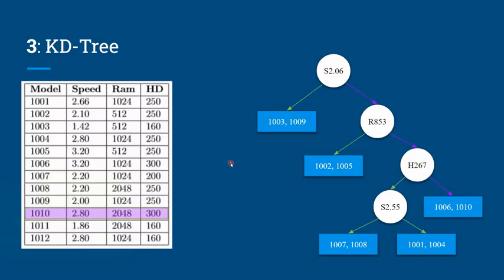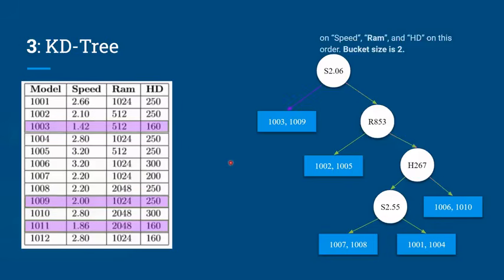1010. Then we go to 1011. All right. We would have a problem with 1011. Why that? Well, 1011 having a speed of 1.86. So you go to the left, and then right here, we don't have a spot for 1011. So what should we do about this? We split this into 2.